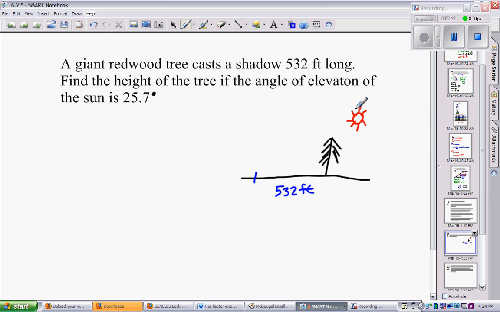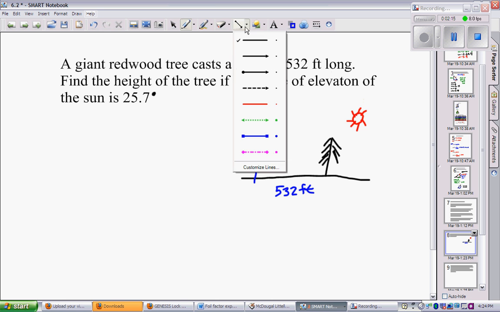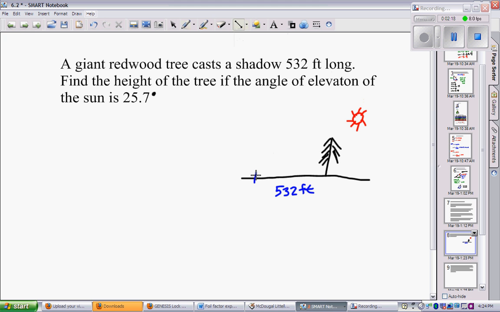So, we can create a right triangle. This tree is perpendicular to the ground, so it creates a right angle. We can create a right triangle from the tip of the shadow to the top of the tree that hits the sun. And we know this angle is 25.7 degrees. So we want to know the height of the tree. This is your height.